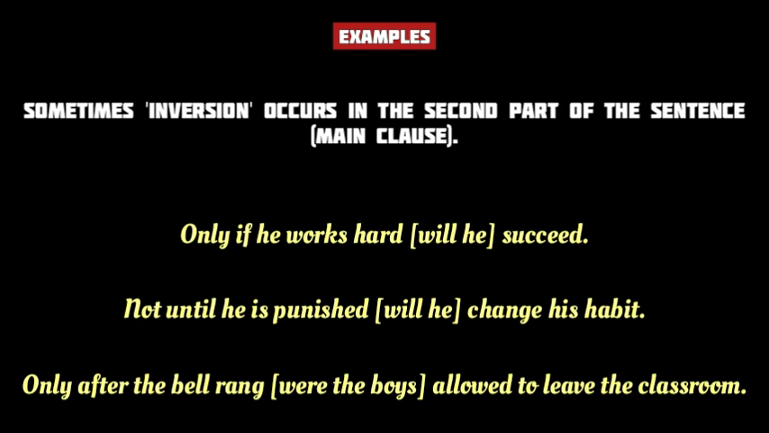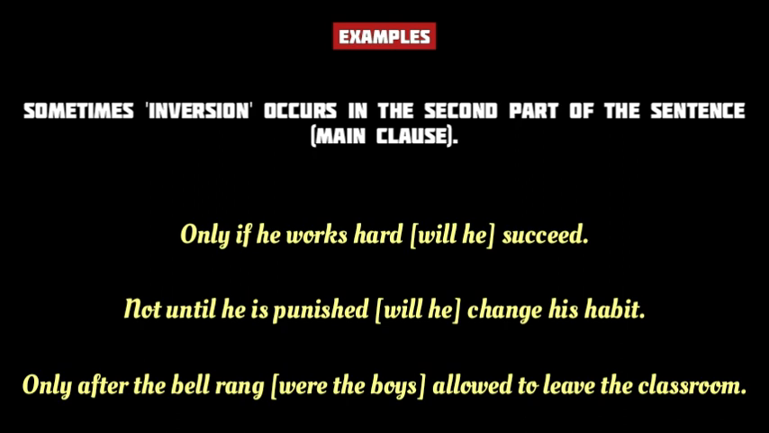In the sentence, not until he is punished will he change his habit, the subject-verb inversion will he takes place in the second part or clause of the sentence. Remember, the subject-verb inversion usually takes place in the subordinate clause of the sentence. However, in these exceptional sentences, it's taking place in the second or main clause of the sentence.